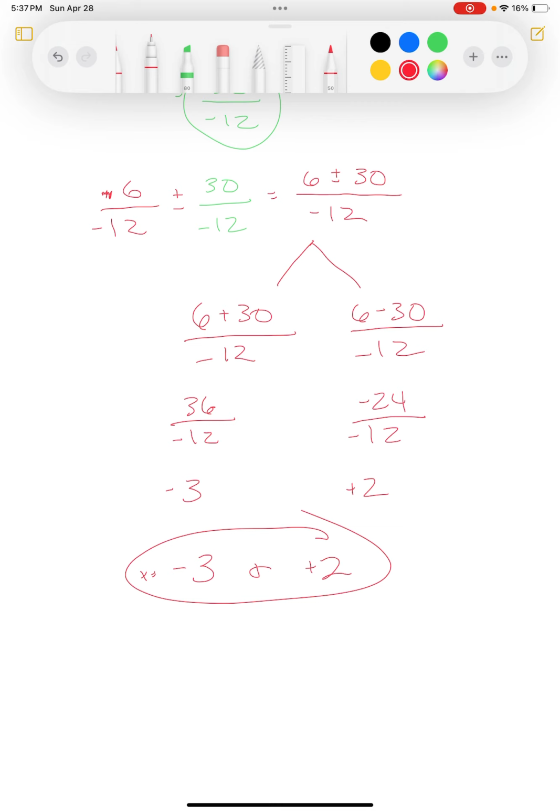So a couple examples, hope those help work through the quadratic formula into some of our more complicated types of problems.